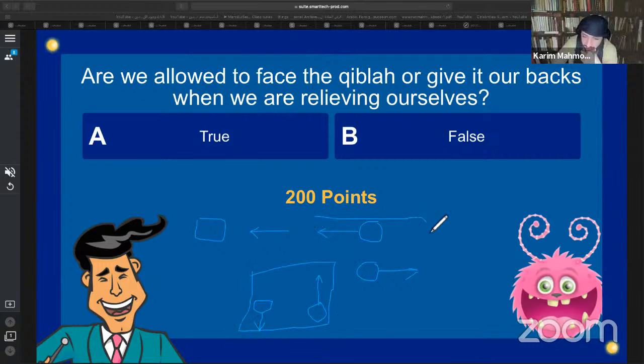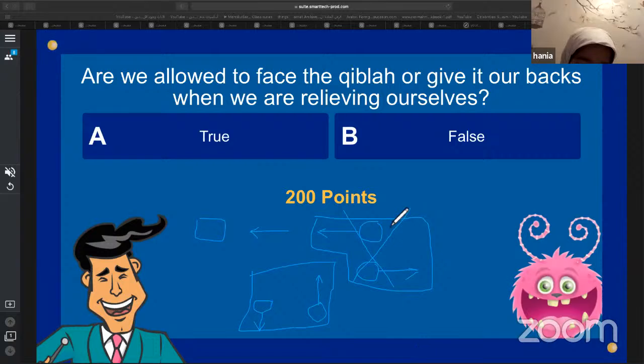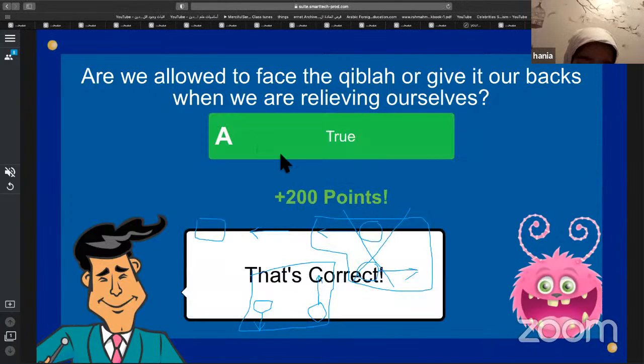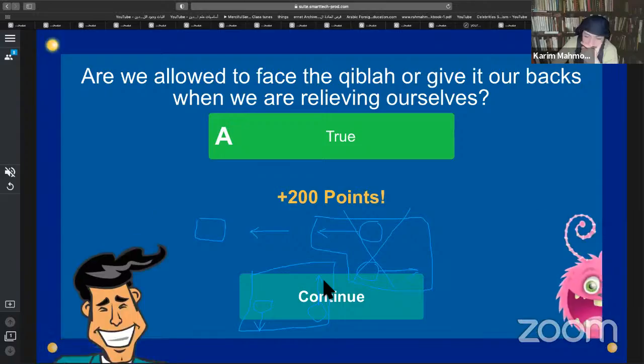So he shouldn't do this. He shouldn't face the Kaaba or give the Kaaba his back. Is that right? Yes. So that's what the Prophet ﷺ told us. When you are using the bathroom, don't face the Kaaba, don't face the Qibla, or give it your back. But you should go to the right side or go to the left side. You understand that, guys? Everybody get that? Yay, super. Okay.